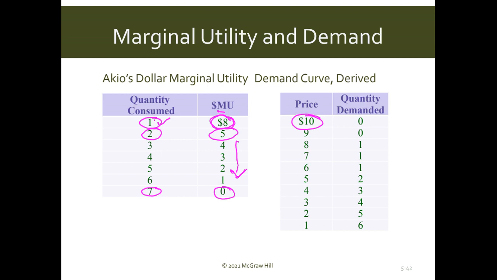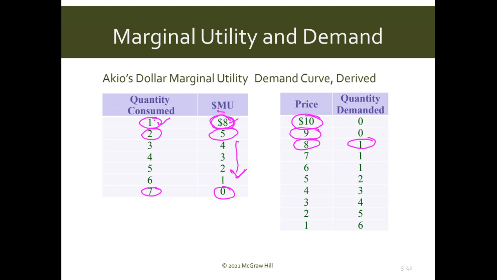What about when the price is $9? If the price is $9, you're not going to buy any apple because the first apple gives you only $8 utility. Why pay even $9? When the price is $8, yes, you can buy one apple. Why? Because you are also receiving $8 utility. You don't mind paying $8. So when the price is $8, the quantity demanded for apples would be 1.